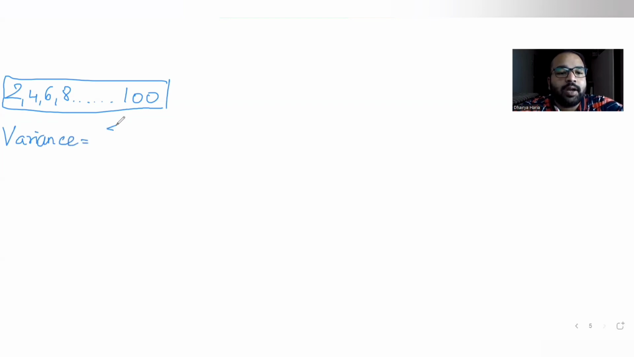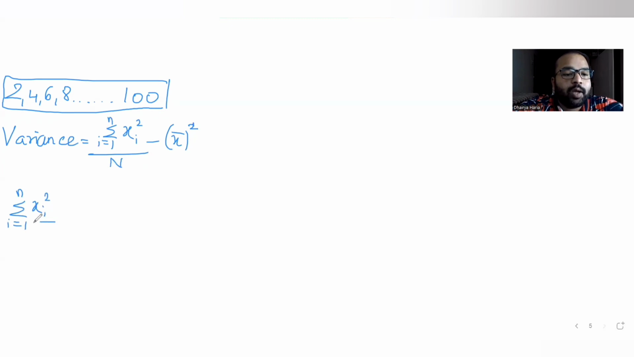So variance of that set is summation i equals 1 to n xi square by n minus the square of the mean, right? First of all, let's find the mean, and whatever answer we get for the mean, we'll just substitute it in the formula. So we'll find these two entities separately. If I first find the left hand side part, it says summation i equals 1 to n of xi square divided by n. We already know the division is by n, that is 50 terms, because we have 50 even natural numbers with us.